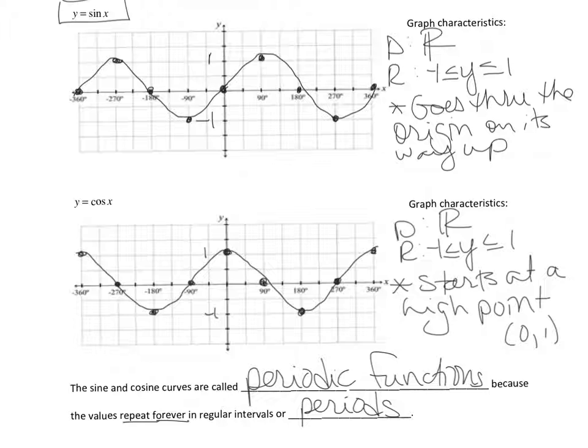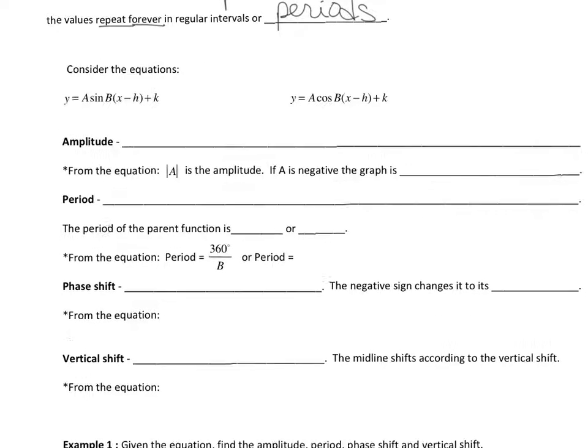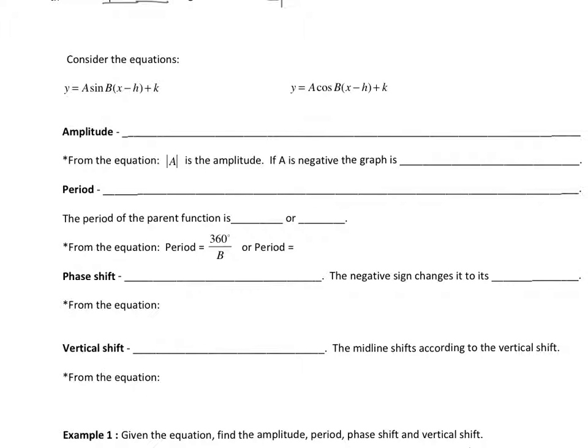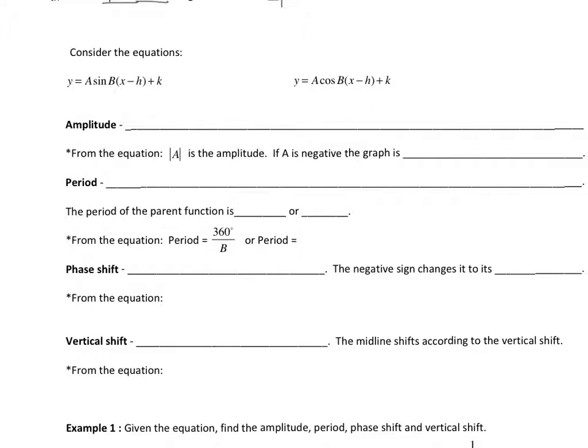Now remember, these two graphs are the parent functions. They're the most basic sine and cosine curves that we could have. Now, of course, we're going to look at complicating things a little bit, spicing it up. So consider these equations. Y equals A times the sine of B, x minus h plus k, and the same equation that just has a cosine with it. So these equations have something else going on with the graph. It could be that they've been stretched out or shrunk, like a dilation. It could be that they've been translated, either shifted right or left or up or down.